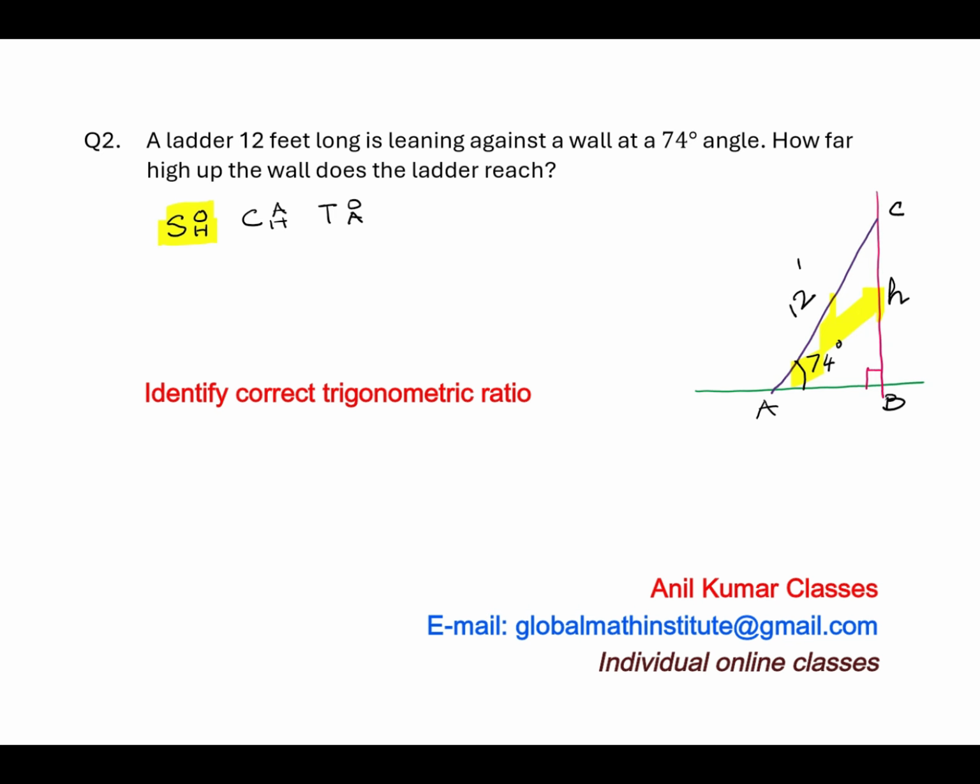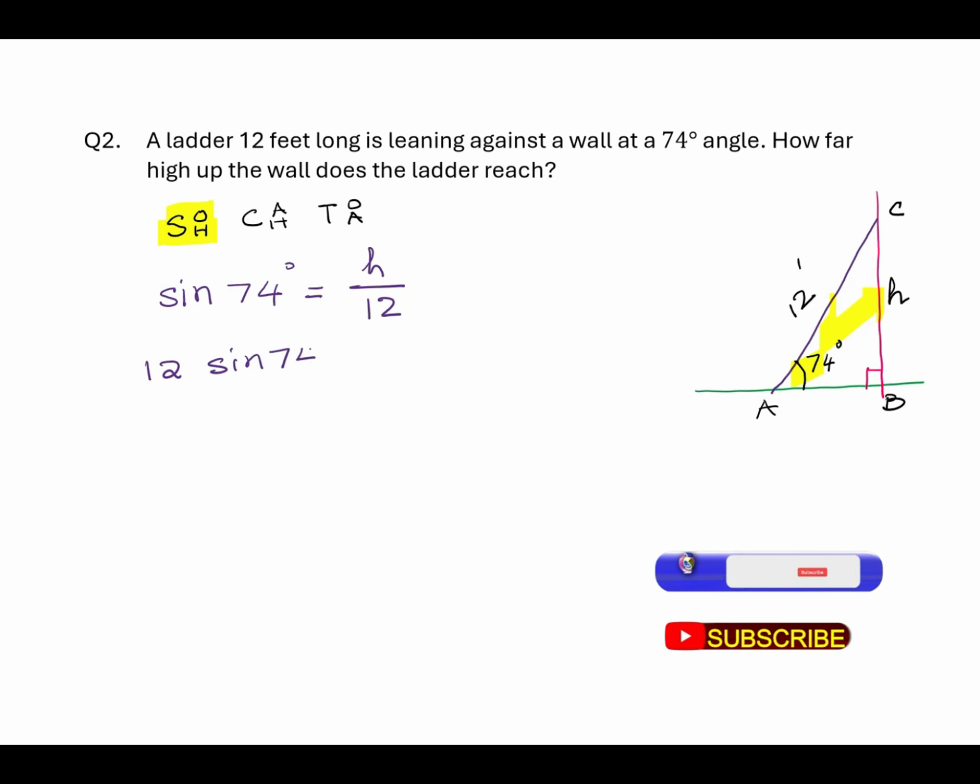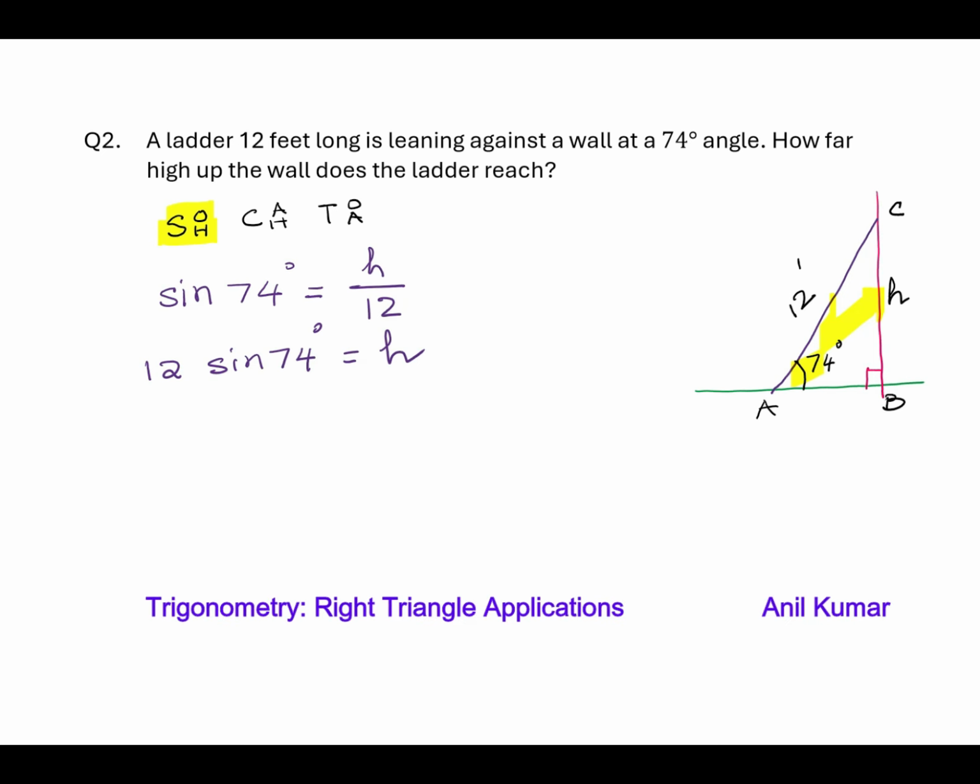We can write down our equation in sine. So we have sine of 74 degrees equals to the ratio of opposite side, which is h, height, which we need to find, over hypotenuse 12. And from here, we can cross multiply. So 12 times sine 74 degrees is equal to the height. We can now use the calculator to find the answer. Calculator should be set in degrees. So 12 times sine of 74 degrees gives us a value of 11.53.